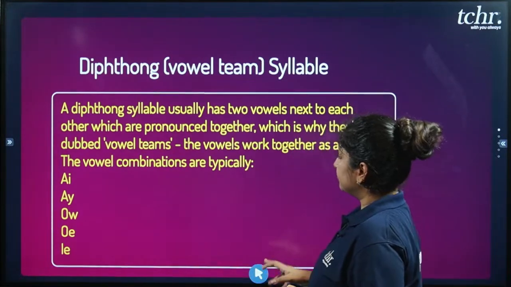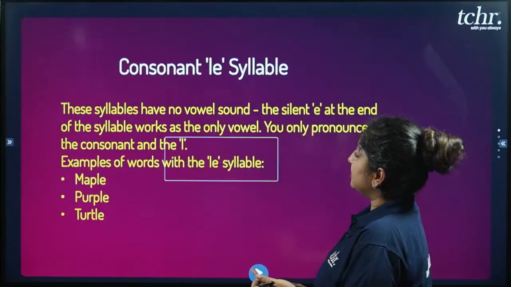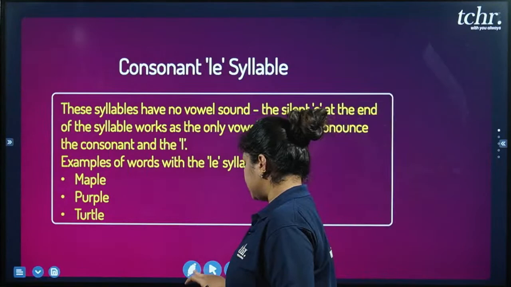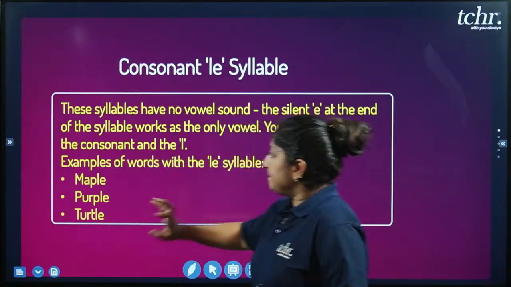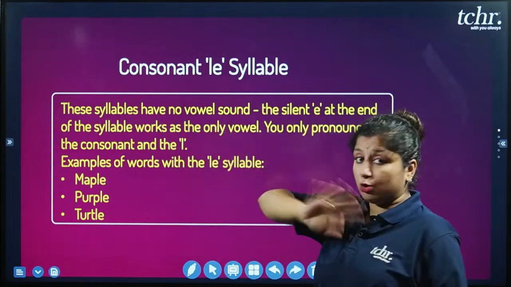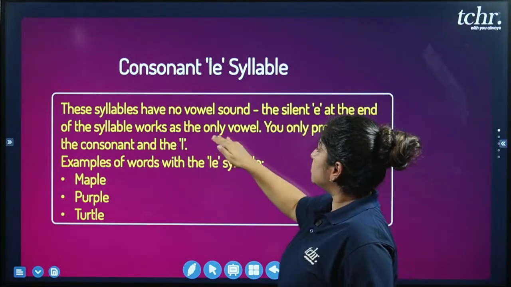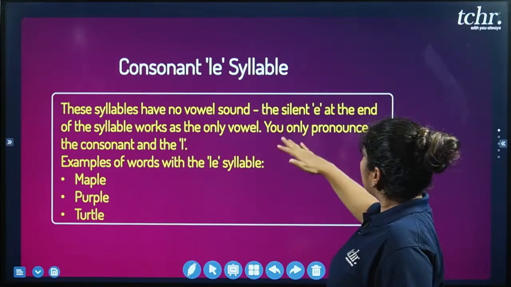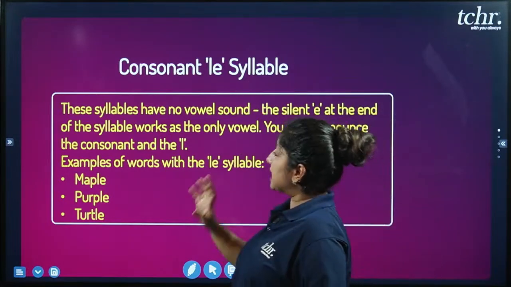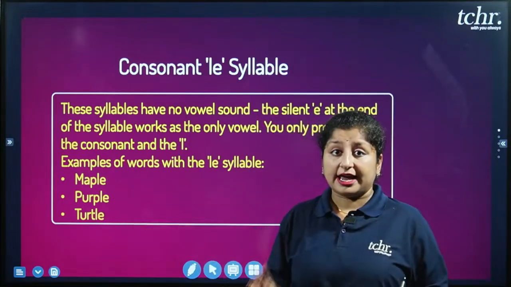Next, we have the consonant LE. This is also important. ಈಗ ಏನಾಗುತ್ತೆ ಈ ತರ syllables ಅಲ್ಲಿ ಅಂದ್ರೆ, these syllables have no vowel sound. Okay, the silent E at the end of the syllables works only as the vowel. You only pronounce the consonant and the L. Say for example, maple, L.